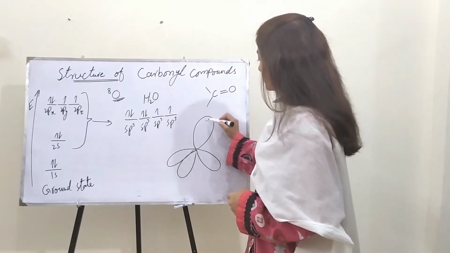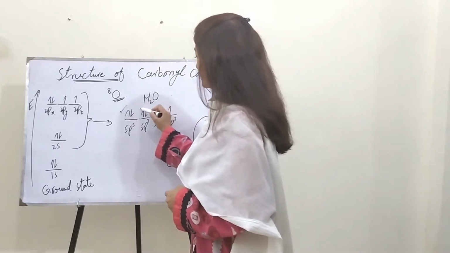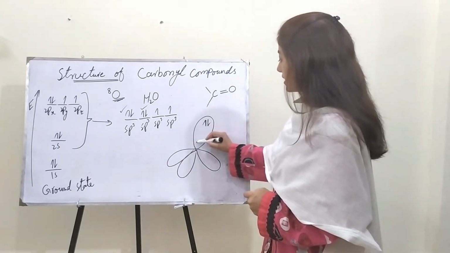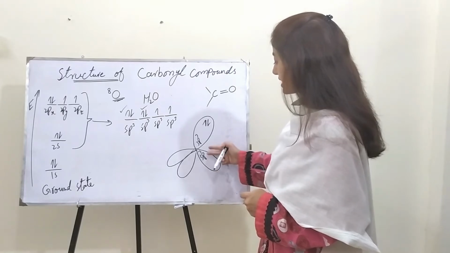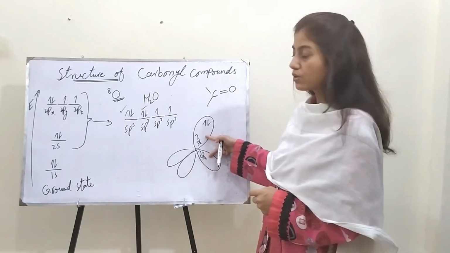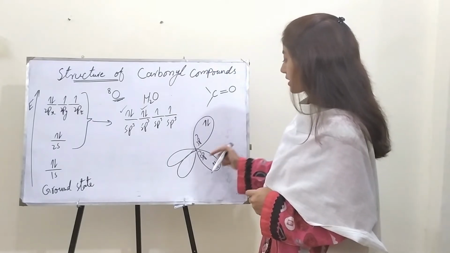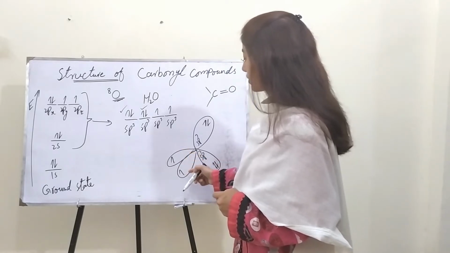Here, this is the paired one and this is also the paired electron. So here this sp3 and this sp3, these 2 sp3 hybrid orbitals would have the electron pairs in them and the rest of the 2 sp3 hybrid orbitals would have 1 electron.